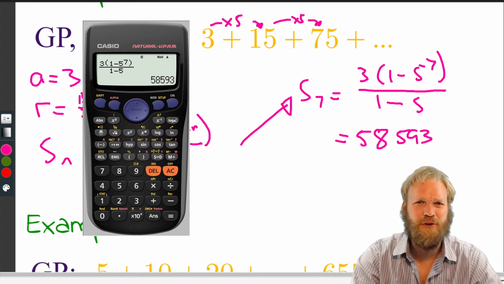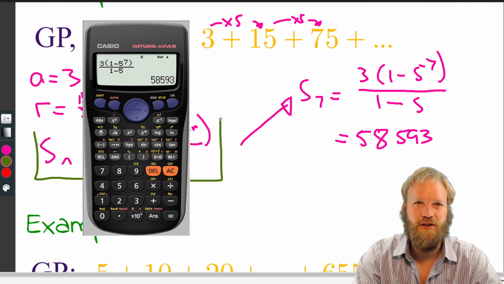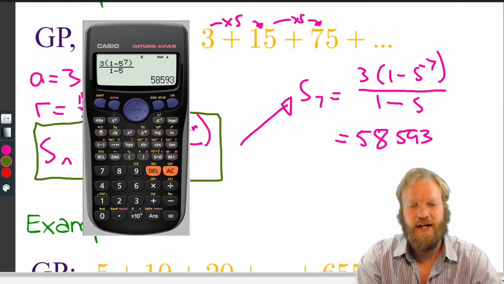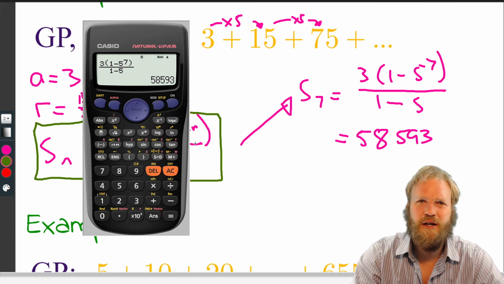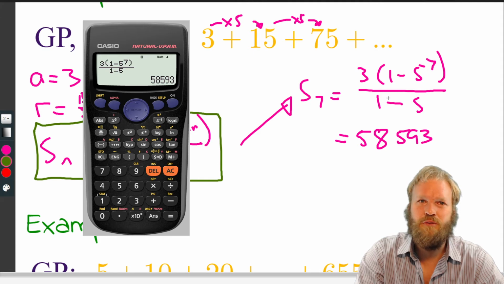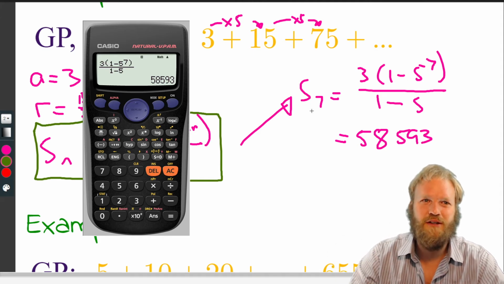So just to recap quickly. We worked out A and R because we need that in our formula. New formula to us for now. Sn equals A times (1 minus R to the n) over 1 minus R. And then we just plug in all the stuff that we need. N is 7. Okay, you get the point. We subbed in the values, right?